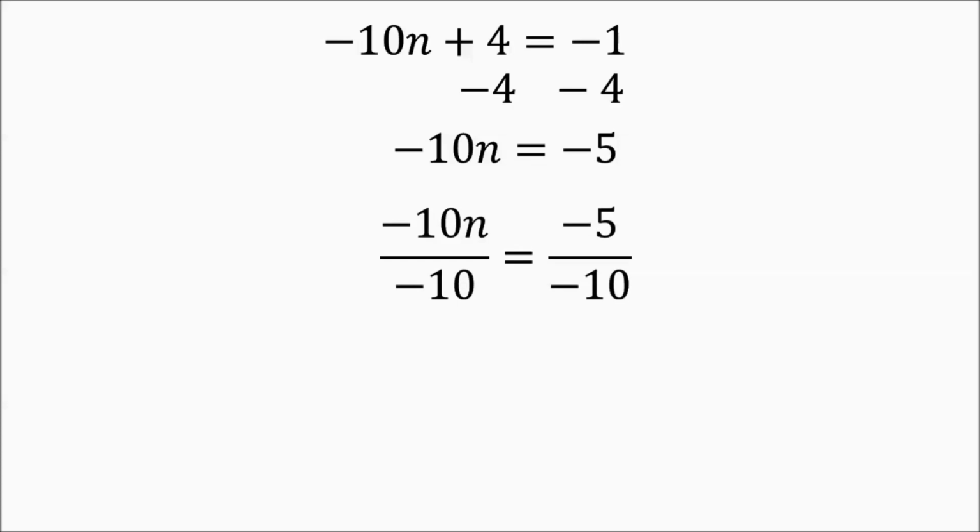Now, a lot of kids have been saying this works out to 2. They're going negative 10 divided by negative 5. But when you look at this, it's top divided by bottom. So n is going to equal either 1/2 or 0.5, 5/10. Plug either of those back in the original, it's going to work out to negative 1.